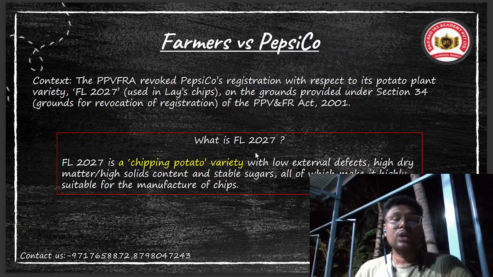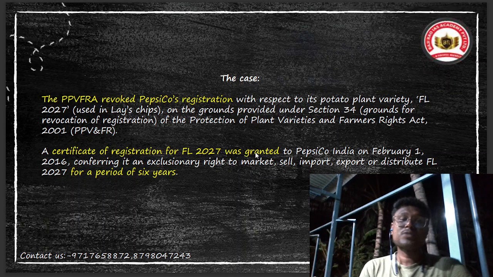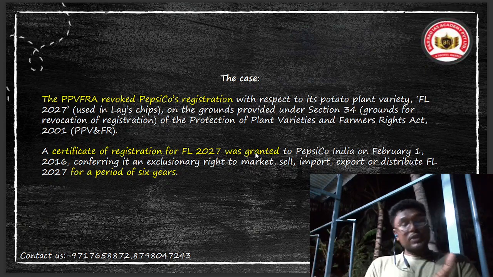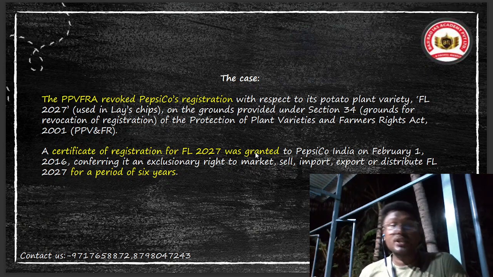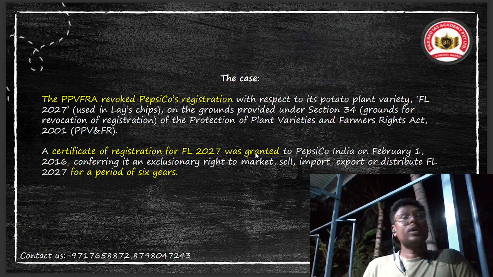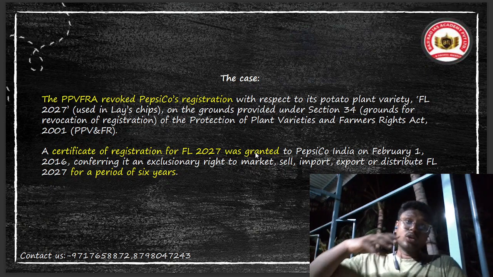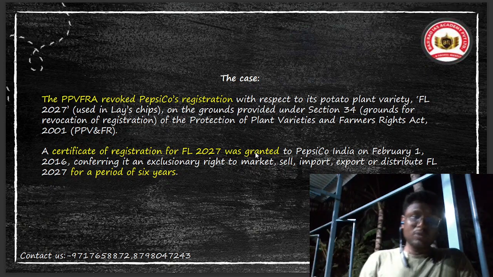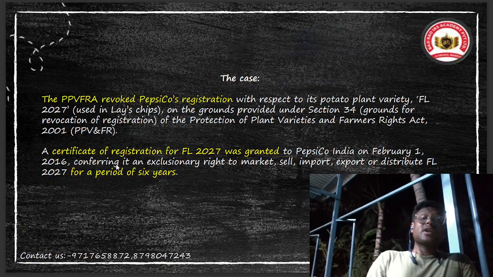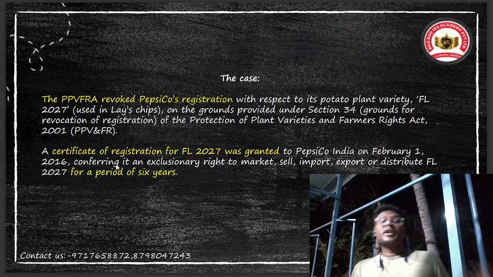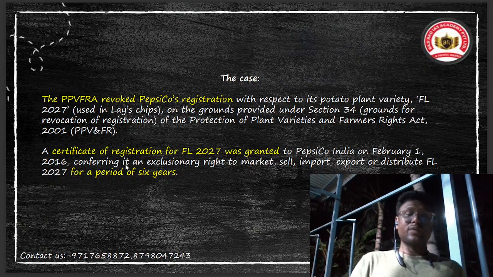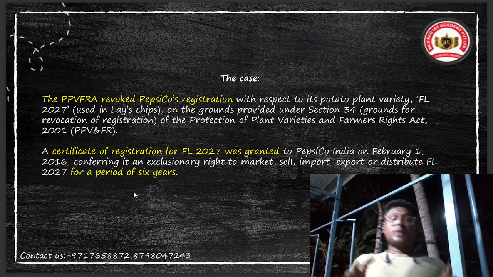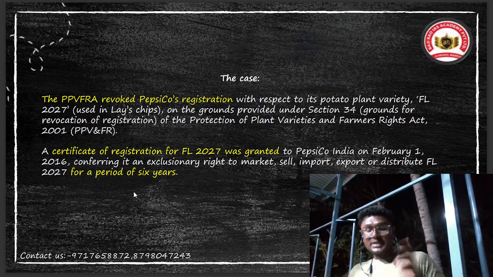What happened? This authority declined PepsiCo's request. After the denial, they moved to the High Court. What did the High Court do? The High Court also rejected their plea. They cannot use this potato variety again. They cannot get the certificate of registration because the certificate of registration has already been granted for the 6 years. They cannot use it again for the same purposes.